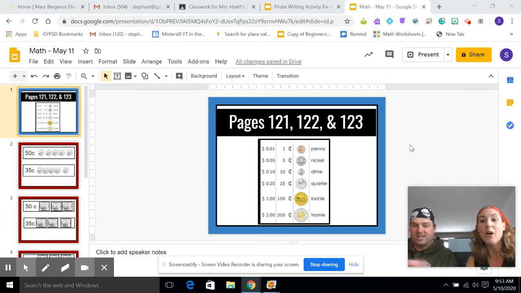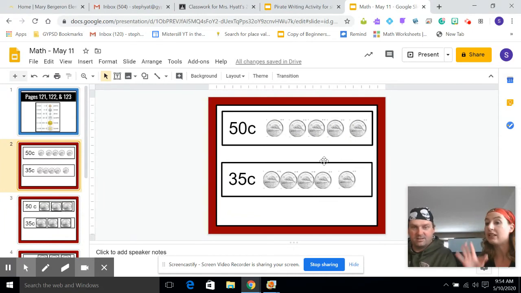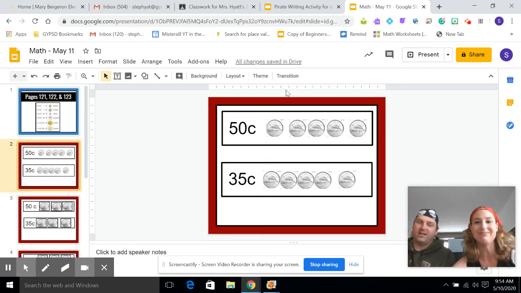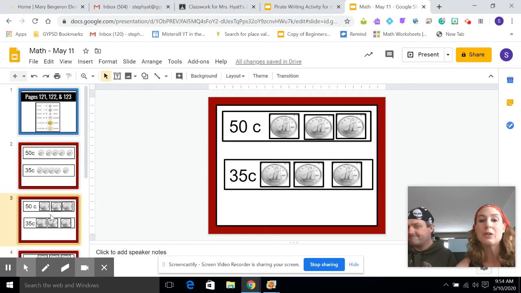Okay, so when you're doing your pages, you're going to be asked to look at nickels. Nickels are worth 5. If you start with 50 cents and continue to count by 5s, can you do it for Mr. Hyatt? 55, 60, 65, 70, 75. Good. On your sheet, you would just write that answer on the line. What about 35, counting by nickels? 35, 40, 45, 50, 55, 60. Perfect.